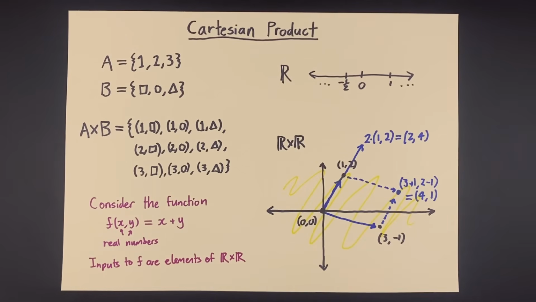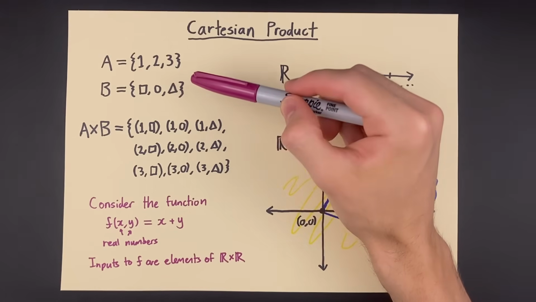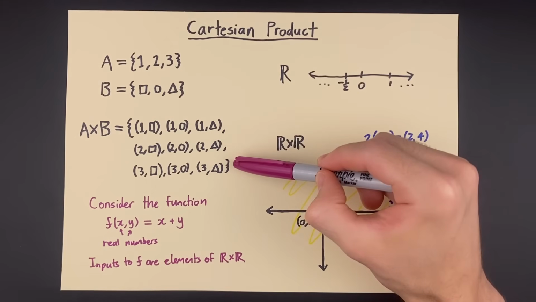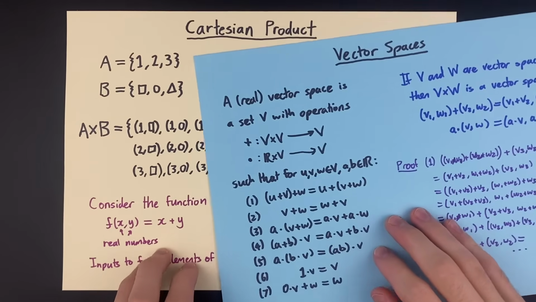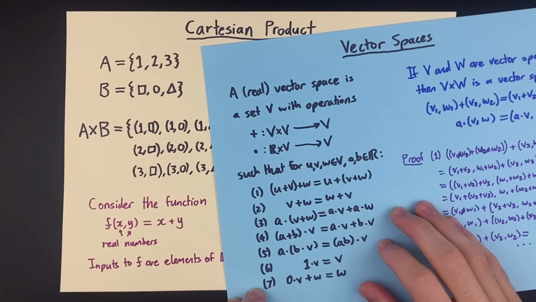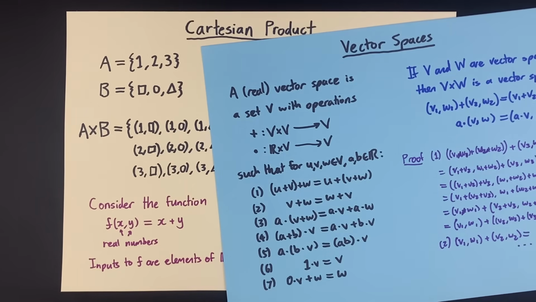More generally, if f is a multivariable function defined on the sets A and B, then we can interpret f as a single variable function whose domain is the Cartesian product of A and B. You might have noticed in the introduction that I already used this notation when defining algebraic structures. For instance, the scaling operation on a vector space V is a function R cross V to V. It takes a pair of a scalar and a vector and multiplies them together.